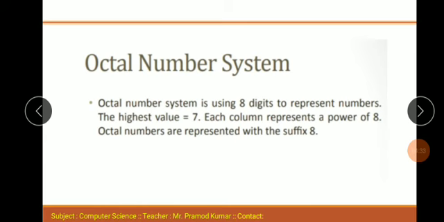After that, the octal number system. The octal number system uses 8 digits to represent numbers. The highest value is 7. Each column represents a power of 8. Octal numbers are represented with the suffix 8. It means octal numbers have 8 digits starting from 0 to 7. The highest value is 7, but when you count it, the count is 8, for example 0, 1, 2, 3, 4, 5, 6, 7. So the base of the octal number system is 8.